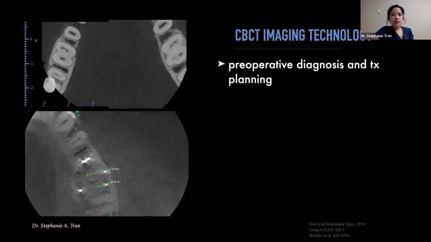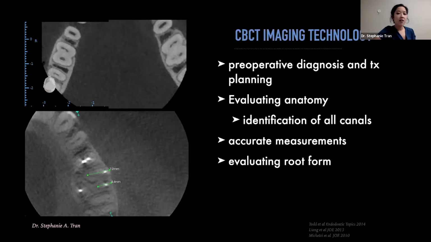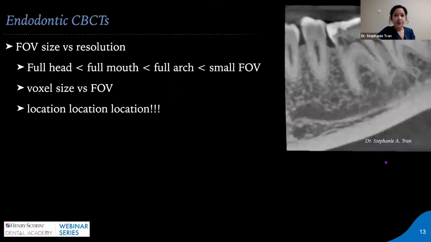But what about the CBCTs themselves? How do we use them, and how do we improve our reading? After we've gotten the best machines that we can use and are reading them regularly, we want to understand that they are very useful for a lot of things, such as preoperative diagnosis and treatment planning, evaluating extraoral, intraoral and intradental anatomy, and evaluating all the canals, the root form, the lesions, and the surrounding periodontal tissues as well.